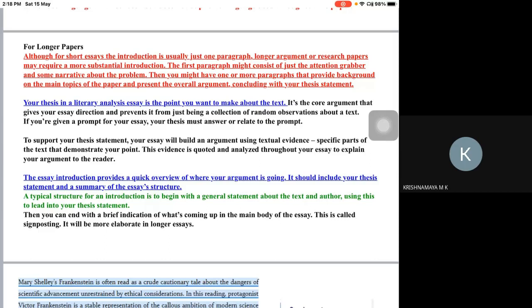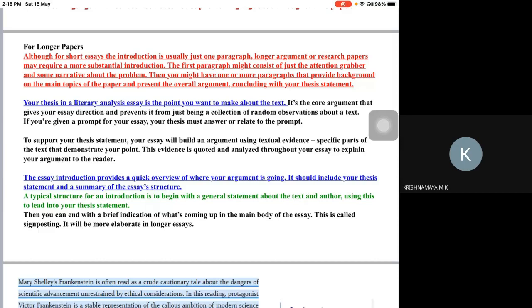So for the novel, you need to identify which novel it is and who the author is. Use a general statement about the text and the author, and using that, you can go into your thesis statement. Then you can end with a brief indication of what is coming up in the main body of the essay. That's what I was telling you. So an indication of what is going to come in the body paragraphs, okay?